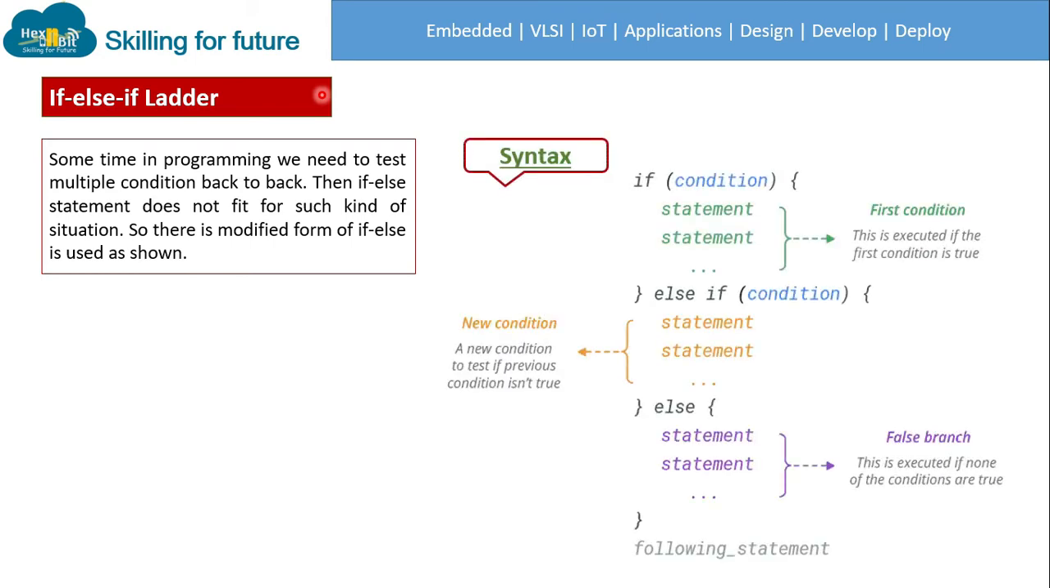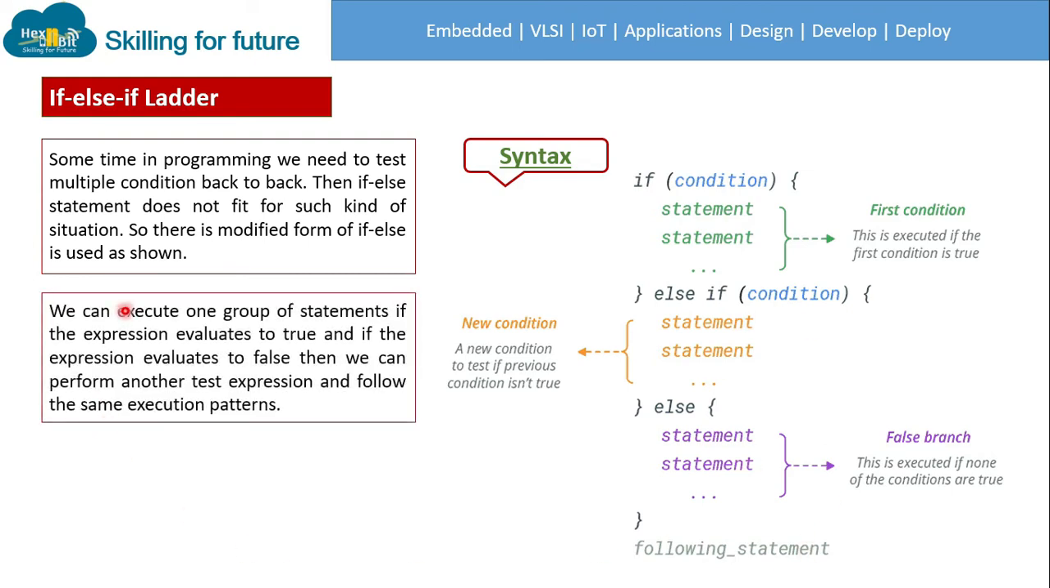This is the syntax for the if else if ladder: if a condition is true, then the first block will be executed, else another condition is tested, and the required statements will be executed, and similarly it keeps on testing multiple conditions. At the last we have an else block: if none of these conditions is satisfied, then the else block will be executed as the false branch. So the execution of this if else ladder is equivalent to that of switch. We can perform the same scenario using this if else if ladder.